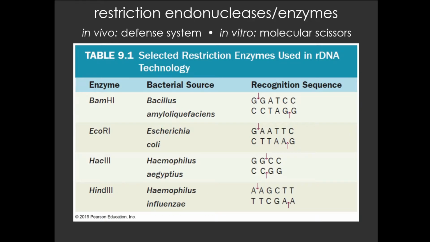And the really cool thing about EcoR1 and a couple of these other enzymes is that when they cut the sugar phosphate backbone of the DNA, they create these single-stranded fragments, which, for instance, with EcoR1 is this AATT.